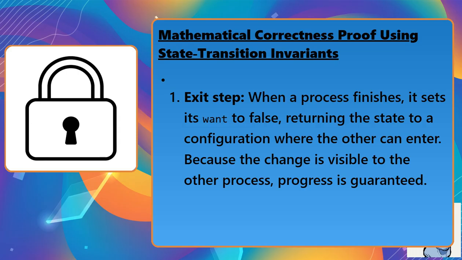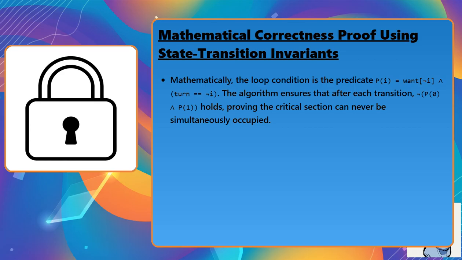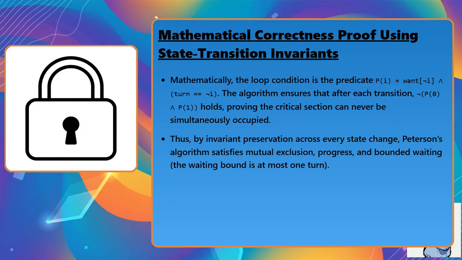Because the change is visible to the other process, progress is guaranteed. Mathematically, the loop condition is the predicate P(i) = want[not i] and turn = not i. The algorithm ensures that after each transition, not P(0) or not P(1) holds, proving the critical section can never be simultaneously occupied. Thus, by invariant preservation across every state change, Peterson's algorithm satisfies mutual exclusion, progress, and bounded waiting. The waiting bound is at most one turn.